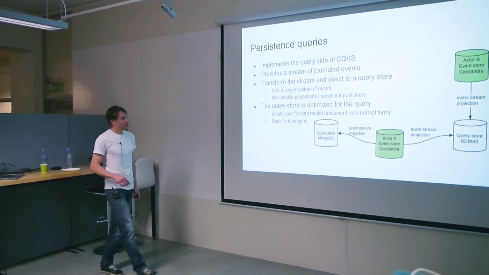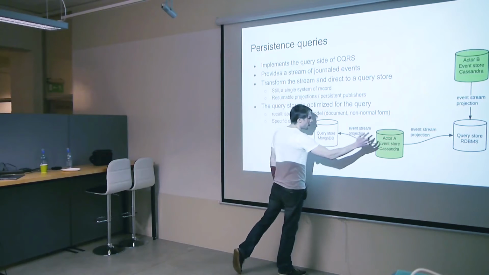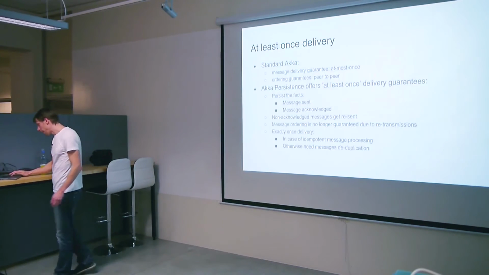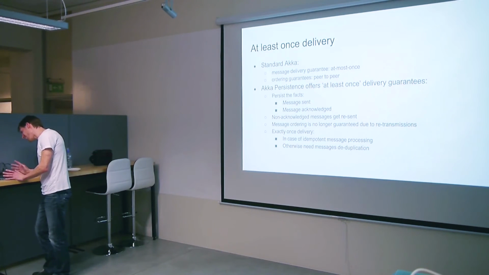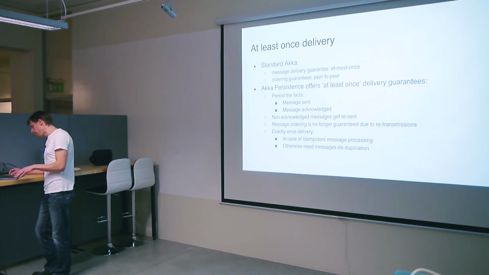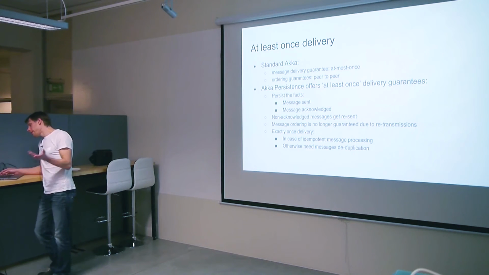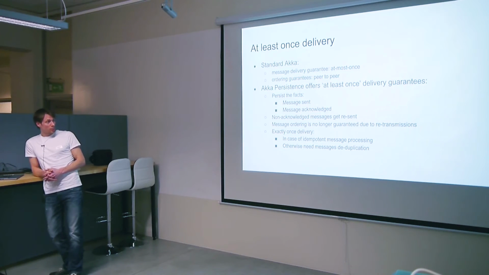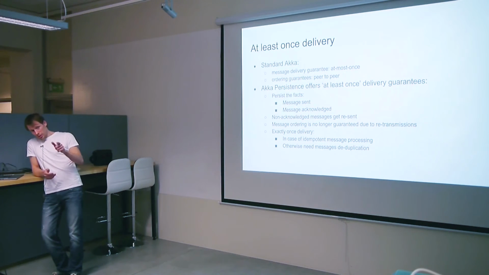The simple idea of this persistence queries module is to have the log transported to the event store. This is a pretty boring topic, more boring than advanced, but nonetheless: standard Akka, as Krista has told us, provides message delivery guarantees, which is at most once, and message ordering guarantees, which is peer-to-peer. So if I communicate with another actor, then he will see the messages in the same order that I've sent them. Akka persistence offers an improvement to this.